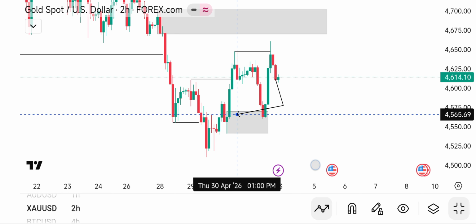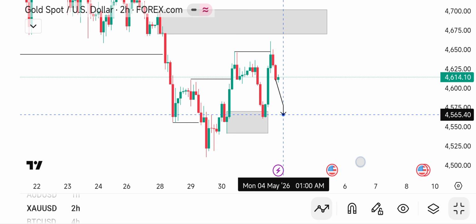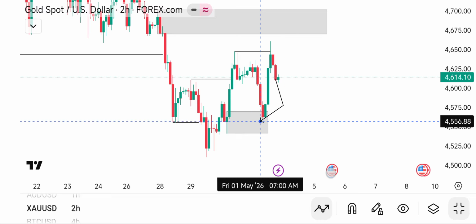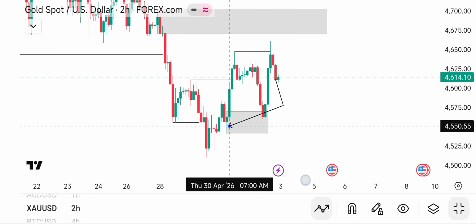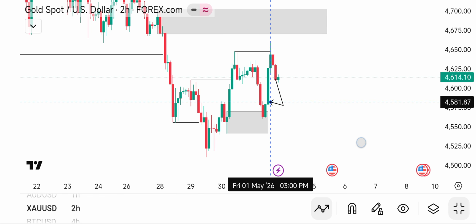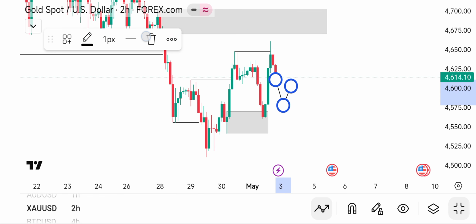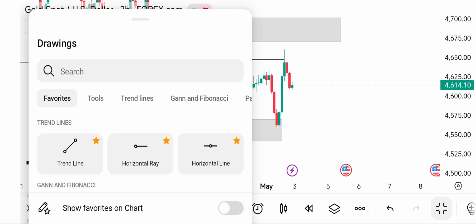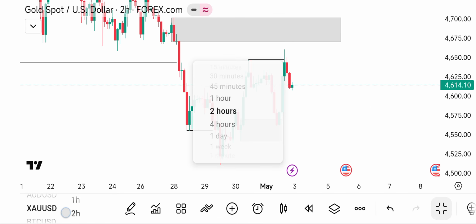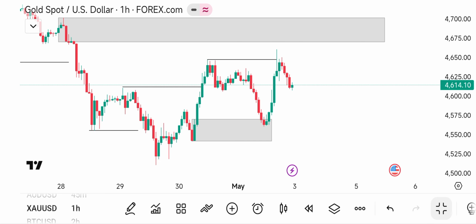But we'll still refine down to 15 minutes, because 15 minutes is my entry time frame. So we'll still refine down to check if there is still an imbalance level inside this place. So from this 2-hour time frame, we still refine our entry to the 1 hour. So this is the 1 hour time frame.